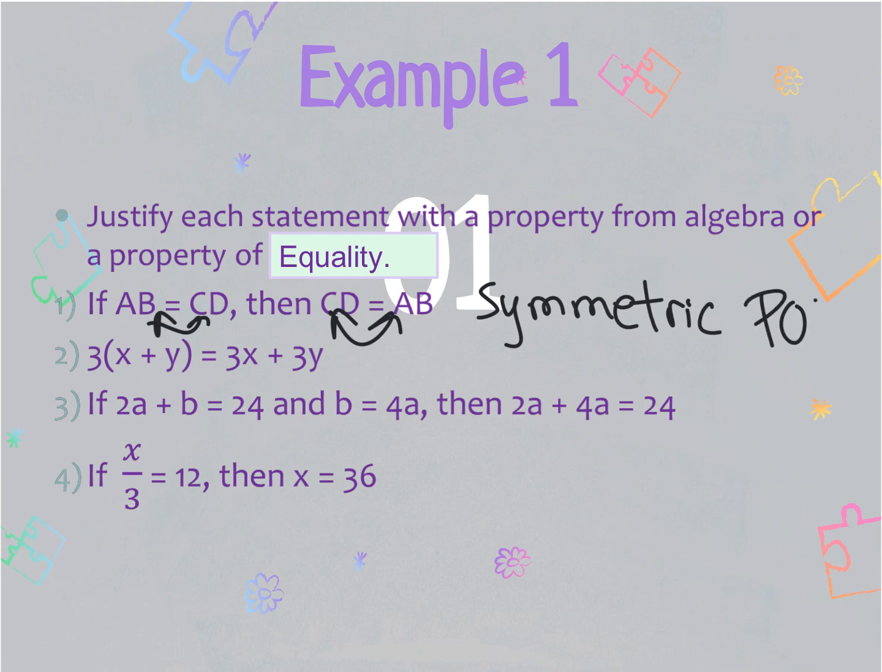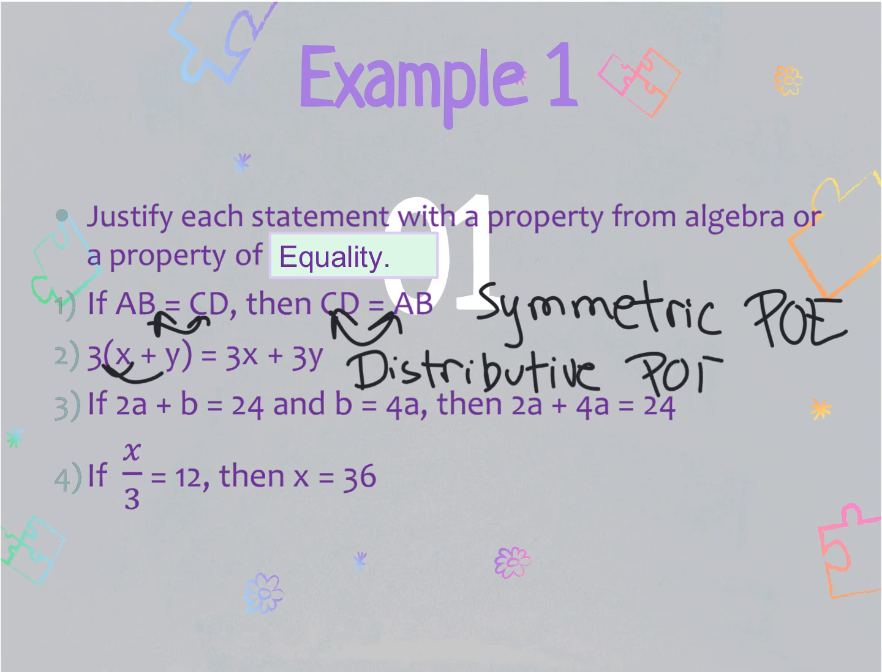Property of equality. Now for property of equality, I'm just going to write POE. Usually I don't have enough space to keep writing, so I'm just going to keep it as POE. For the second one, we notice that they distribute this 3 to the x and to the y. Obviously, it's a distributive property of POE, so I'm just going to write distributive. Now, I'm just going to write sum at the end to be consistent with the PowerPoint.